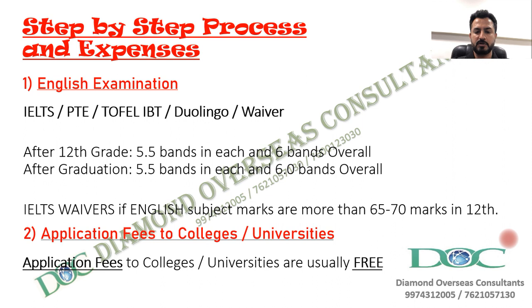So if you're a student after grade 12, you need to have 5.5 bands in each of the modules in IELTS or PTE or TOEFL iBT, as required by the university. Apart from that, if you're a graduate, a minimum of 5.5 bands and overall 6 bands is necessary for you to secure your admission into university or colleges.